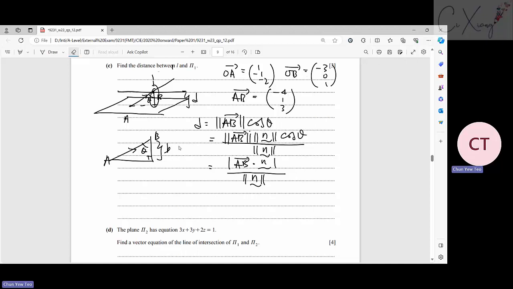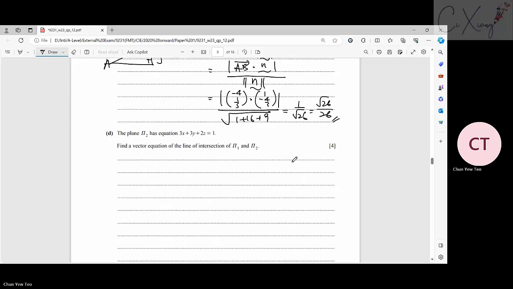So here we have AB, negative 4, 1, 3, dot N, where N is 1, negative 4, 3, divided by the magnitude of N, square root of 1 plus 16 plus 9. Just use your calculator. You will get the answer 1 over square root of 26, or you can write it as square root of 26 over 26. That will be the answer for the distance between L and pi 1.